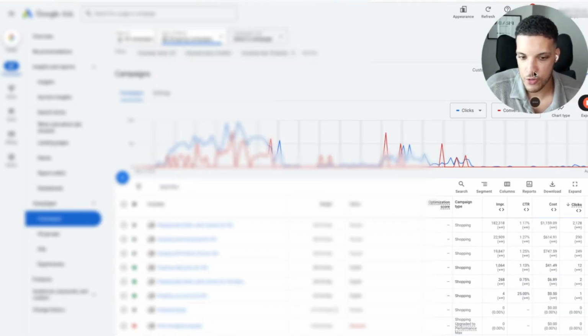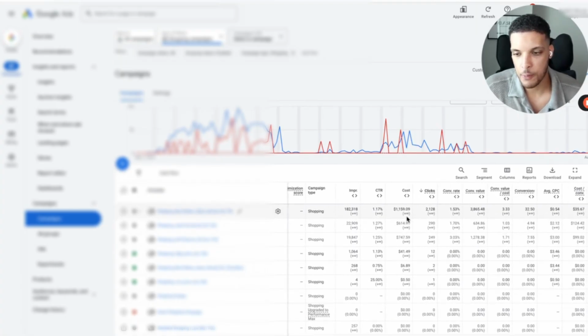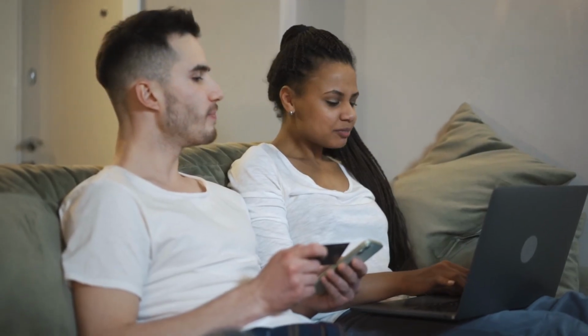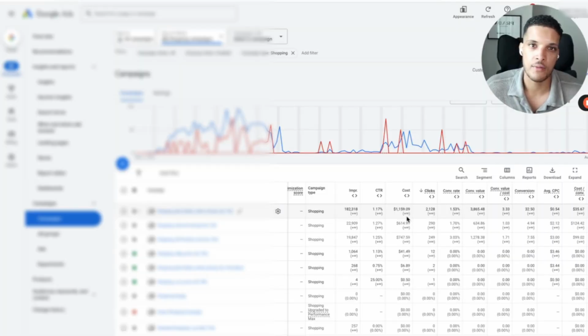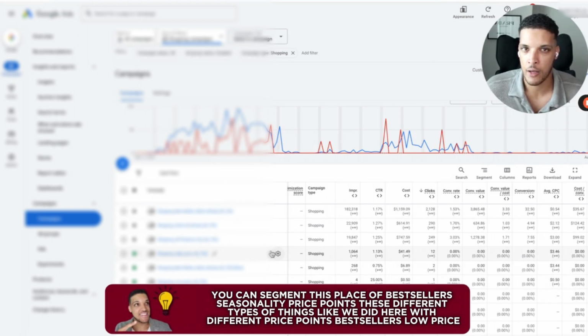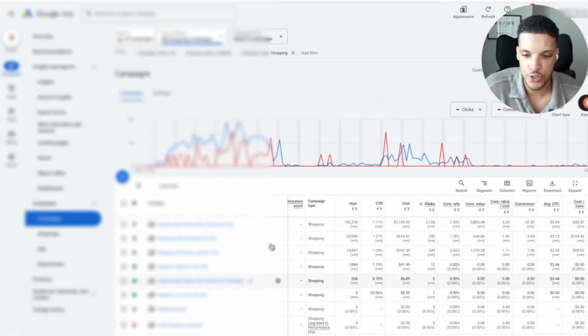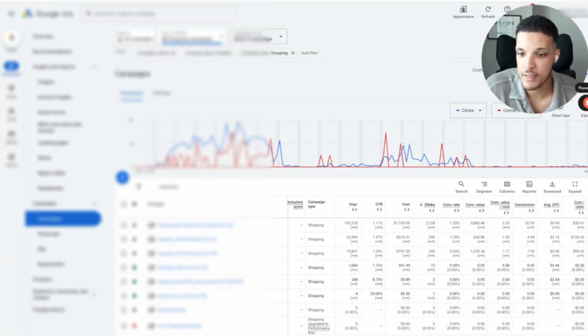So alongside those PMax campaigns, we want to have shopping campaigns that can essentially just focus on our best sellers, because sometimes PMax will often not have budget or the ROAS target, and it'll miss out on click share or clicks that you could be getting in potential purchases, and ignoring shopping, because this account was leaning pretty heavily to search more than other e-commerce. So you always want to have shopping to bolster that up. And you can segment this based on bestsellers, seasonality, price points, these different types of things, like we did here with different price points, bestsellers, low price, and see what does better and just get those additional clicks that you don't want to miss out on when PMax is bidding.